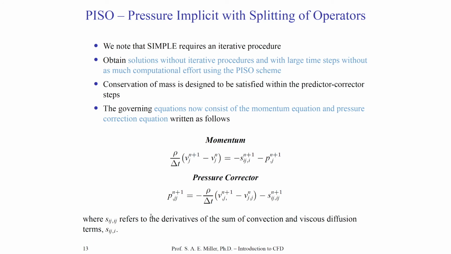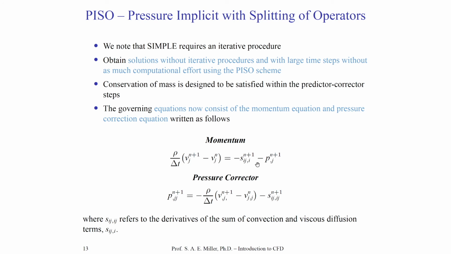The conservation of mass will be designed to satisfy with the predictor-corrector steps, so it still, of course, uses the same predictor-corrector idea. The governing equations will now be a momentum equation and pressure correction equation. Let's look at them now. So we have a left-hand side, which is discretized, which marches in time, with a velocity discretization between the next time step and the current one where we know the data.